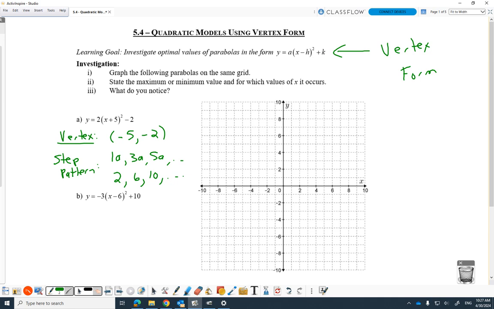You graph the vertex, -5, -2. You put that on your graph. And then you use the step pattern to get other points. From the vertex, you go over 1, up 2. And then from that point, do the next step. See, they're steps. They're not the same size steps, but they're steps. Then from that point, go over 1, up 6. And then over 1, up 10. And that's not helpful because it goes off your page, but it is helpful to know.